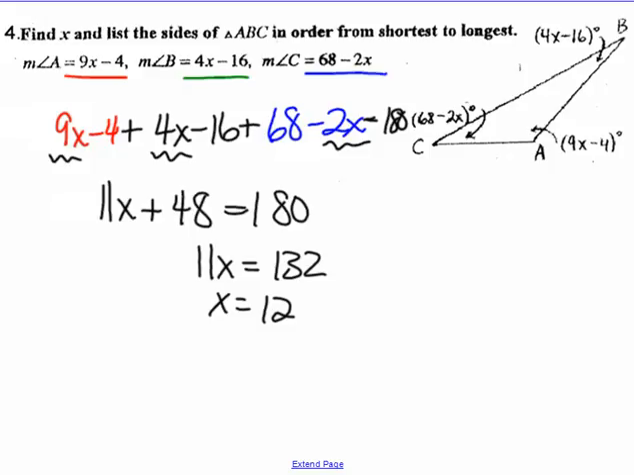Angle B is 4x minus 16. Where did I get that? Never mind. 4x minus 16. So we're going to plug in the x here, which is 12. So we get 48 minus 16, which then is 32.